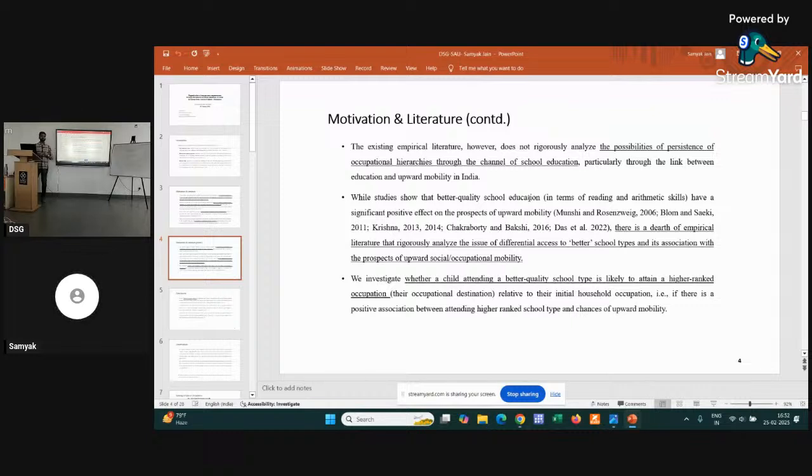Low-cost private schools? There is a recent literature, since a decade ago, where even academicians have been pushing for private schools which might provide education in a low-cost sense. Basic cost. What is the basic cost of private schools? So my question is this: is a child attending a better quality school type likely to attain a higher ranked occupation relative to their initial household occupation?